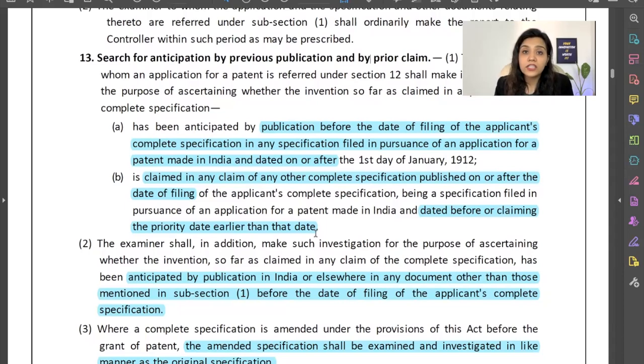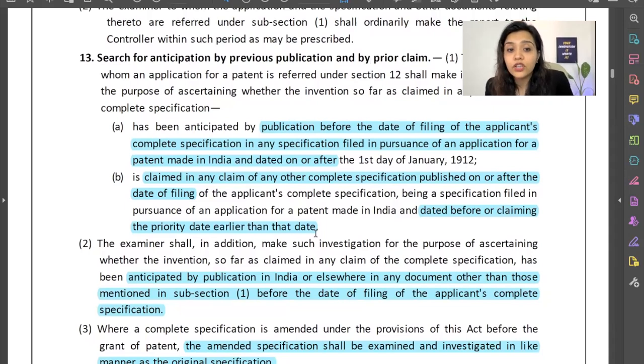And if it is anticipated, that means claims of X are similar to claims of my application, then I should have a probability of getting a patent because my application was filed earlier. But prior claiming just means that in this situation, when the patent application was filed after me, but it got published before my application, in that scenario, instead of matching the complete specification, the examiner will match the claims. And if claims are exactly similar, then I would be given the preference of getting a patent because I filed it earlier.